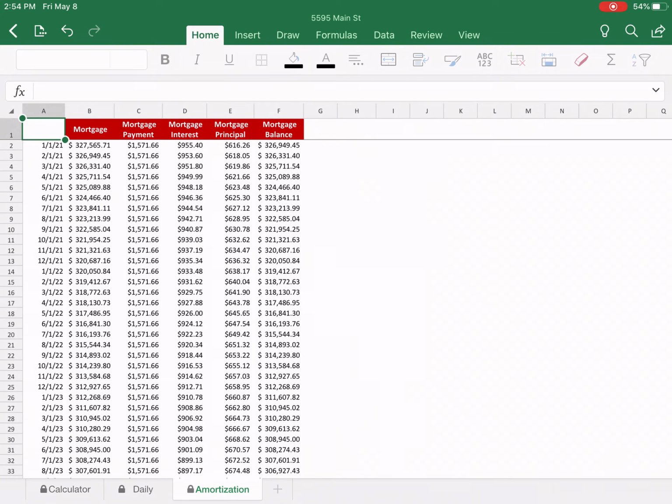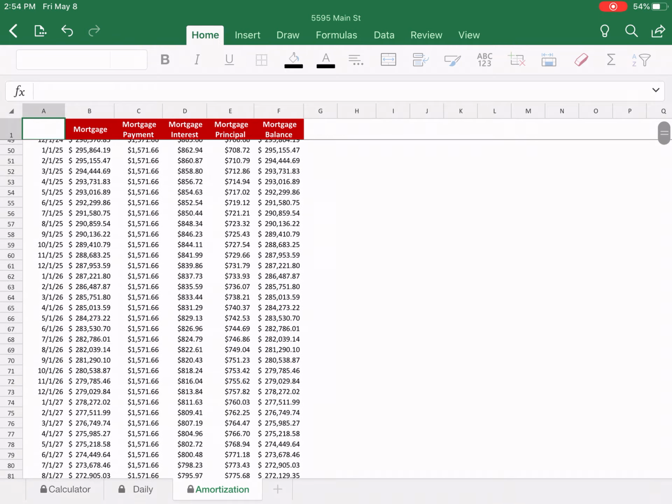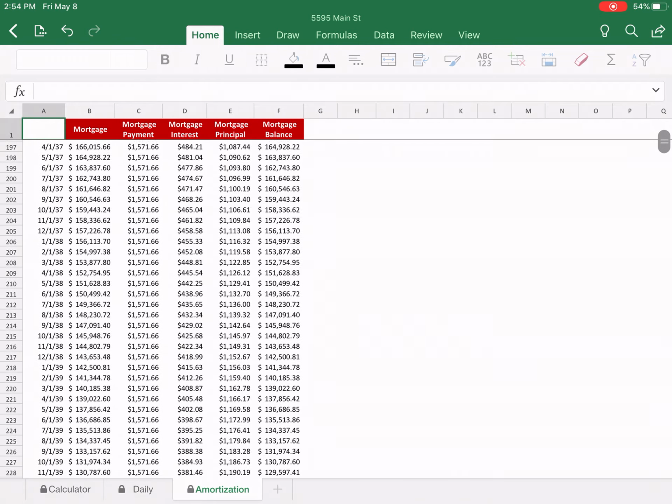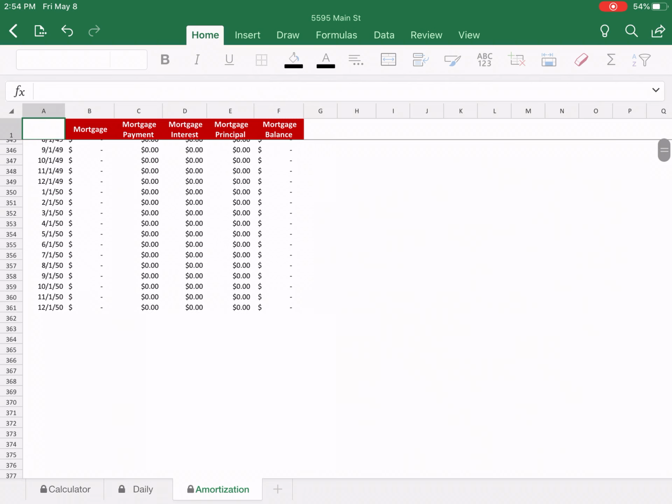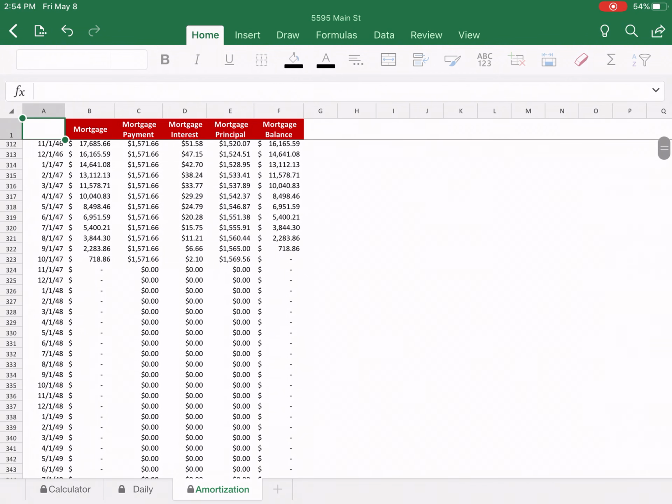And then here, he gives you an amortization calculator for your whole mortgage. If you were to pay everything like clockwork, you'd pay off this mortgage in 2047. Let me see when I got the mortgage. 2019. Let's say 2020. 2047 minus 2020, that would be 27 years, because I put 5% down.